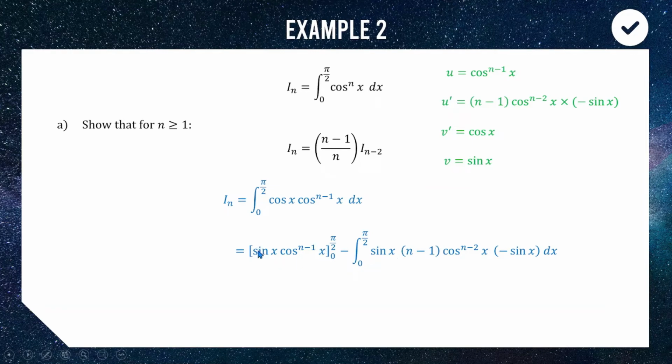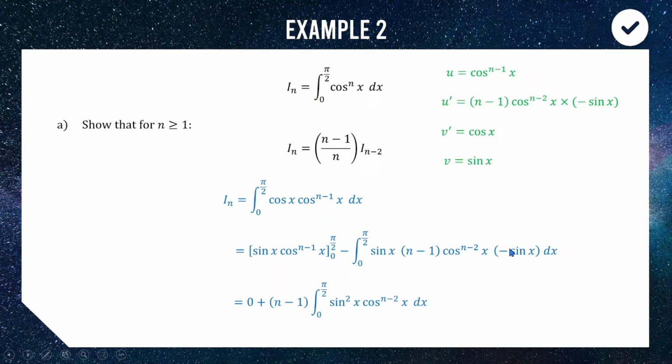At the front, when we sub in our limits, fortunately, sine of 0 is equal to 0, so it's going to vanish away. And also fortunately, cos of pi on 2, which is cos 90, is also equal to 0. So when we sub in these two values, both of our answers turn into 0, which means we can just leave this blank.